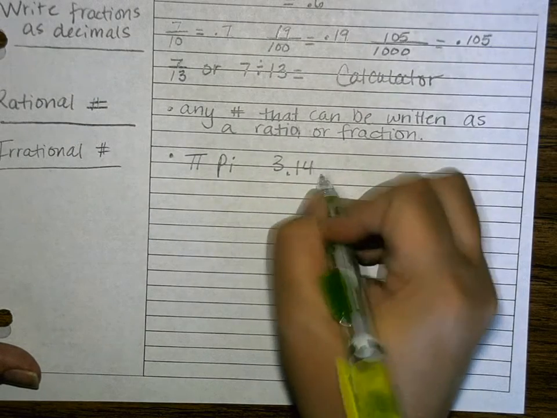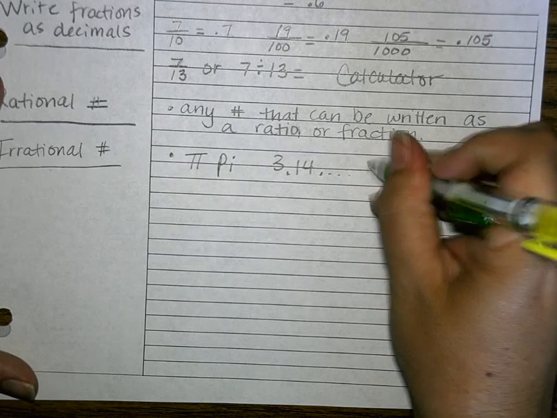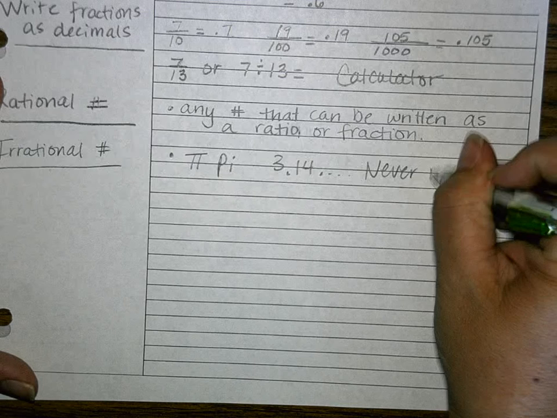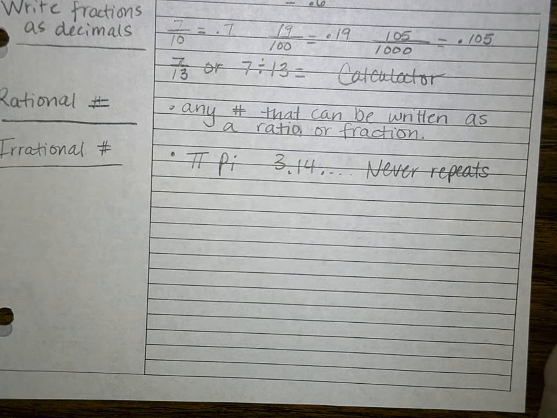3.14... goes on forever, and it never repeats. So put never repeats. Now, here's the thing. This is true. There are crazy math people who have locked themselves in basements and attics for years trying to find the last digit of pi. They're using very sophisticated computers and they can't find it. So I kind of think they should maybe give up.